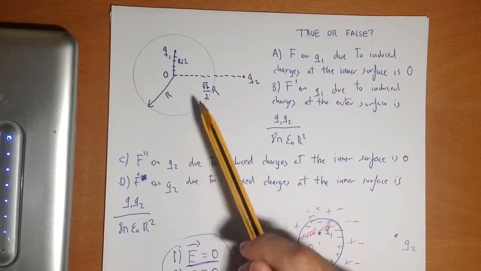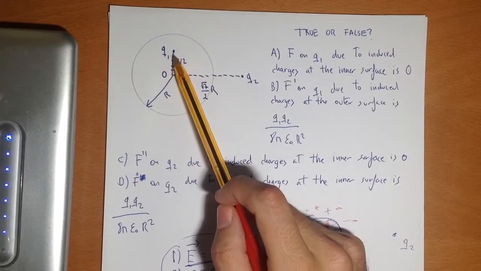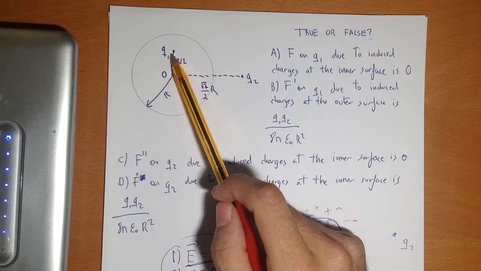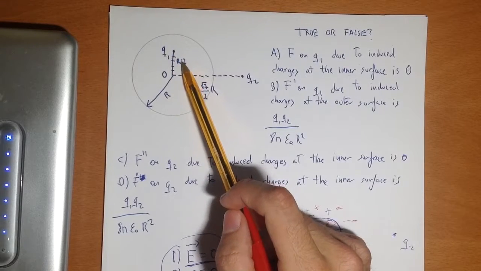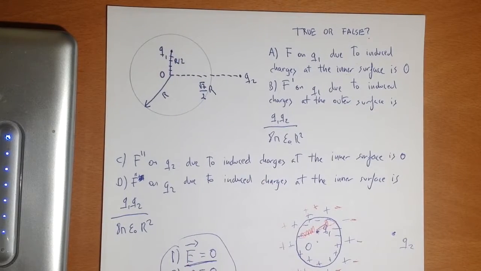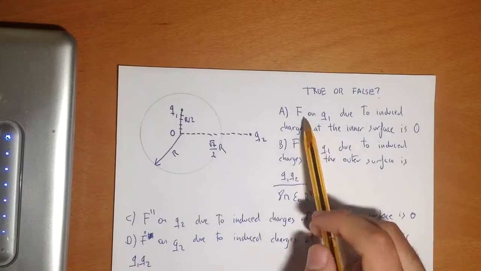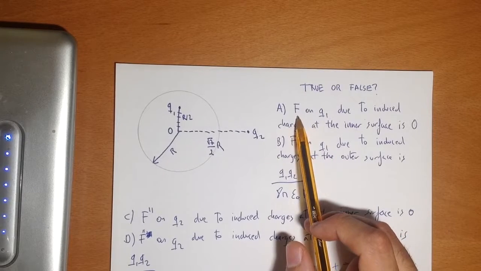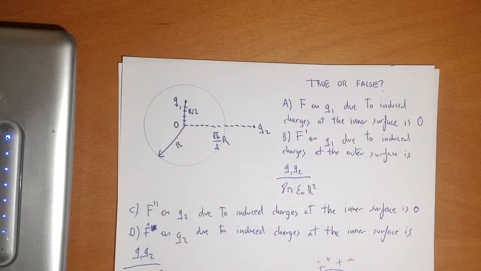As you can see, we have a sphere which encloses a charge Q1, located at a distance r divided by 2 from the origin of coordinates, and also we have a charge Q2 outside, at a distance square root of 7 divided by 2 times r. Okay, so now let's analyze these statements.